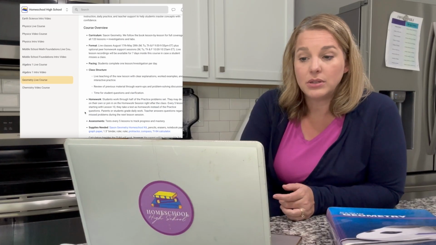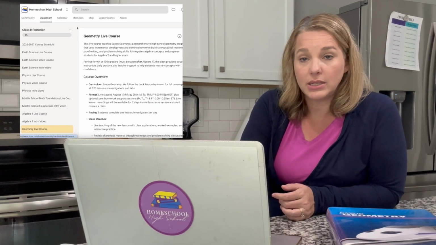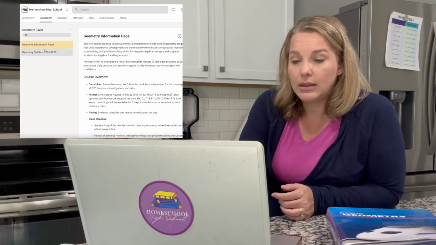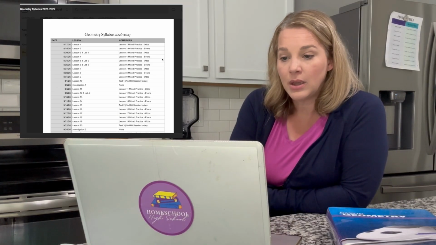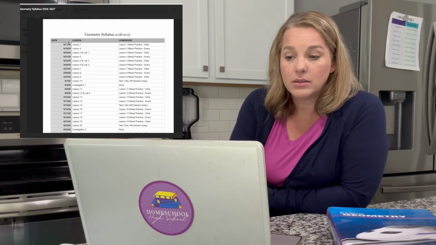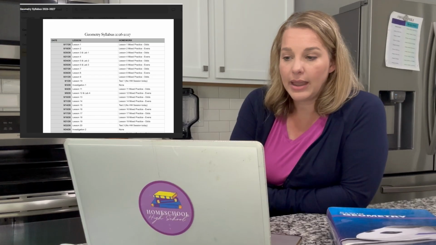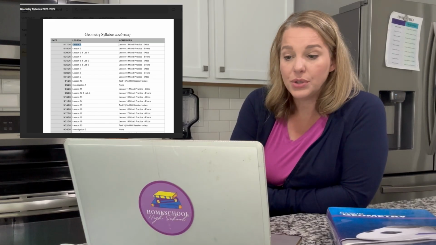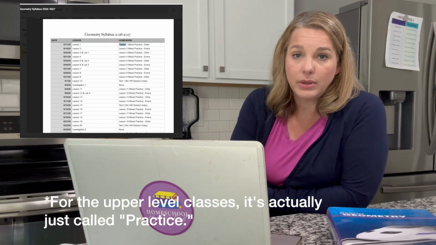If you go down to the geometry syllabus for 2026-2027, and click on that link, it'll take you to the PDF for the syllabus. It shows you the date of the class, which lesson we'll be going over, and what the homework is. So you see for lesson 1, the lesson 1 mixed practice and doing the odds.